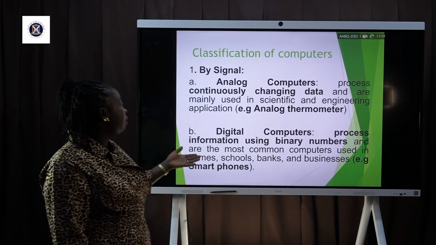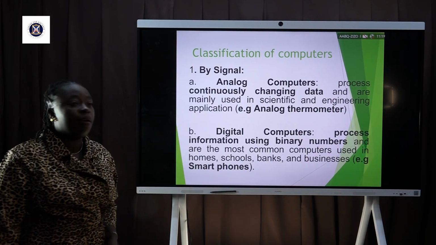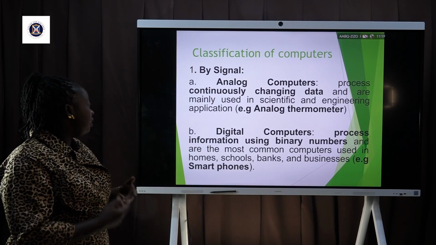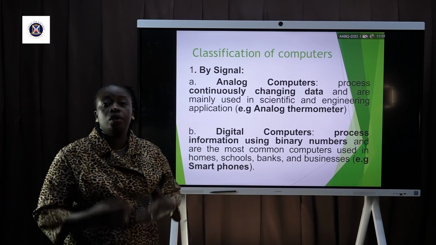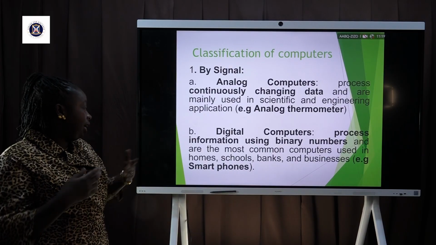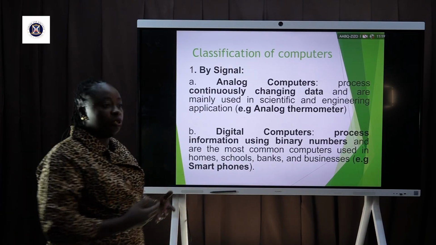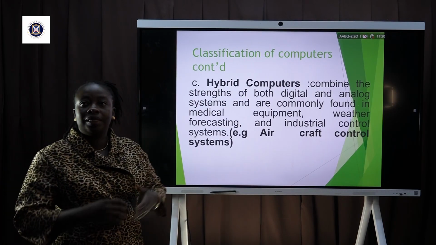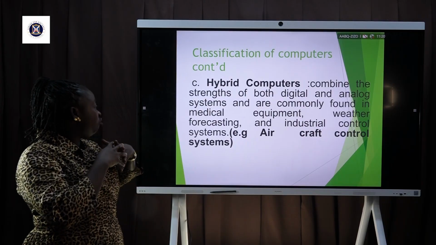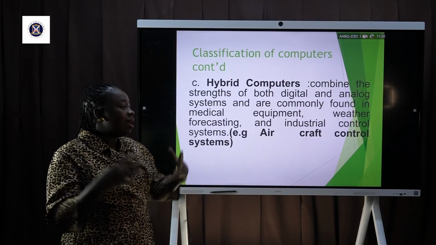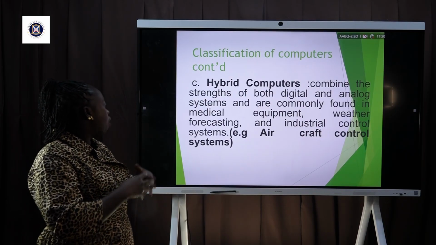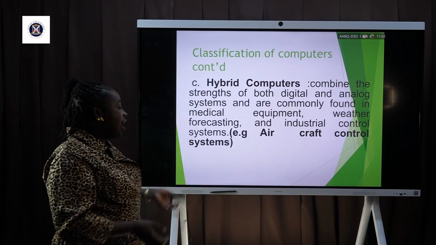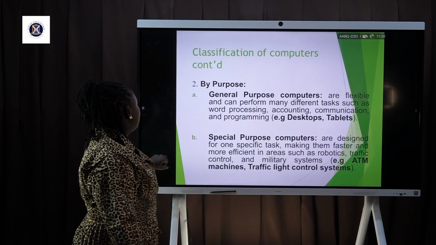The analog computers process continuous changing data. For example, we have our analog thermometer. Then digital computers process information using binary numbers. Examples of digital computers include our smartphones. Hybrid computers combine the strength of both the digital and analog computers together and are commonly found in medical equipment. For example, we have our aircraft control system.